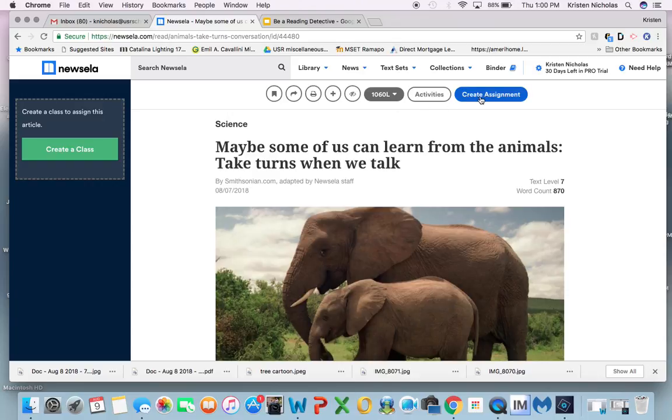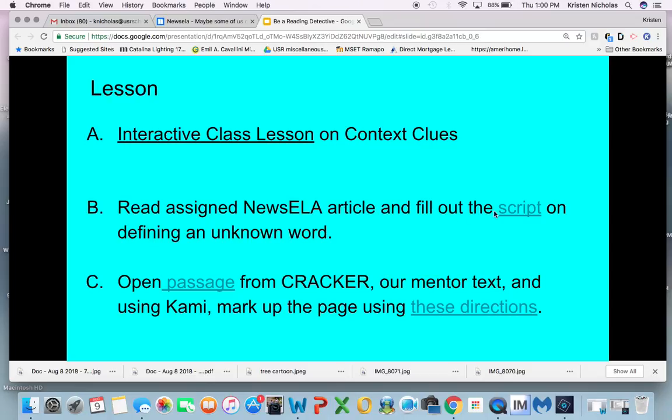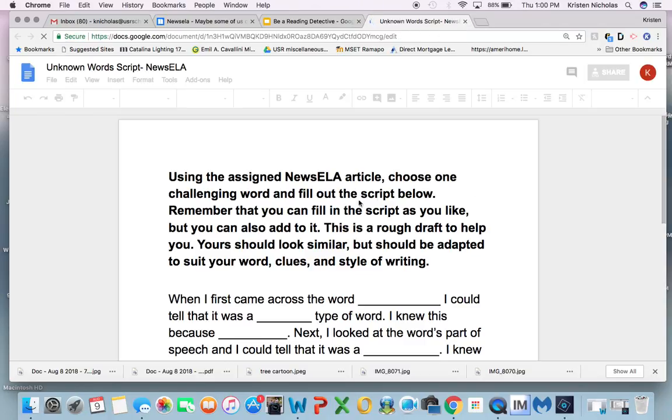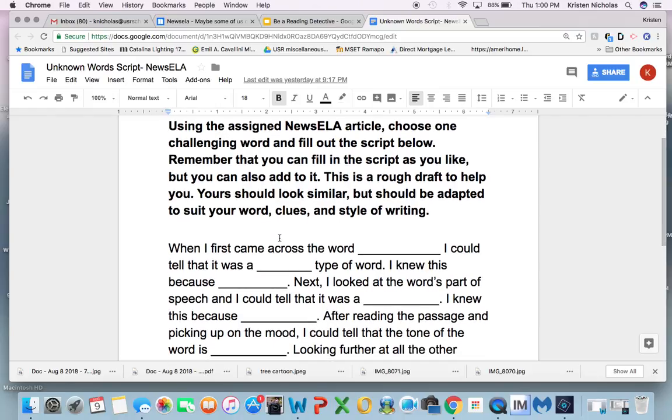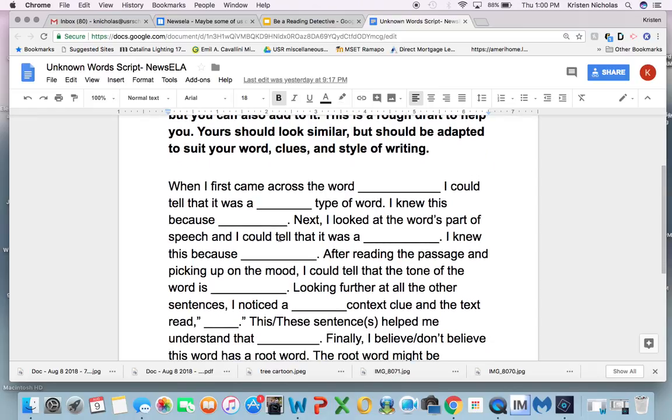And then, when you create the assignment, you can put the directions here. So the students are going to be asked to fill out a script on defining an unknown word. So using the assigned News ELA article, choose one challenging word and fill out the script below. Remember that you can fill in the script as you like, but you can also add to it. This is a rough draft to help you. Yours should look similar, but you should have it adapted to suit your own words, clues, and style of writing.